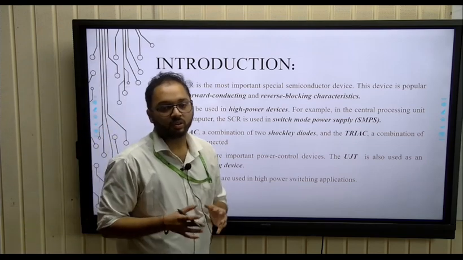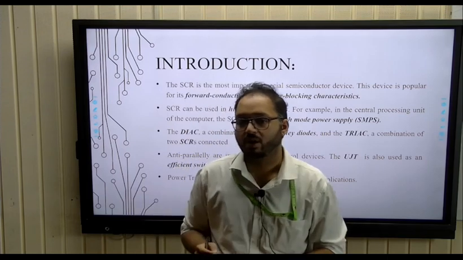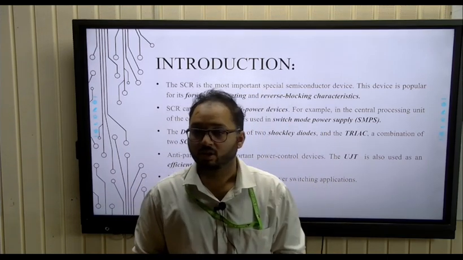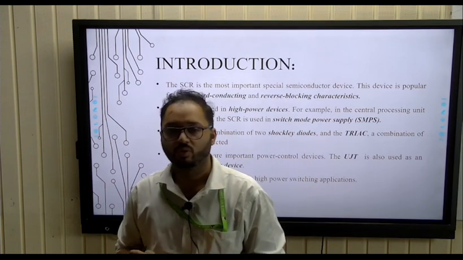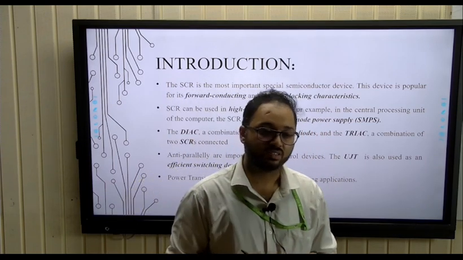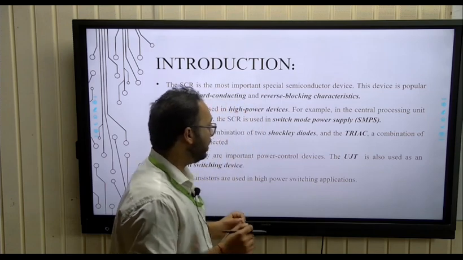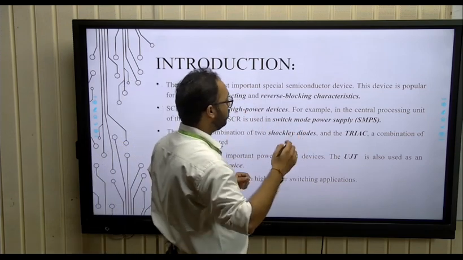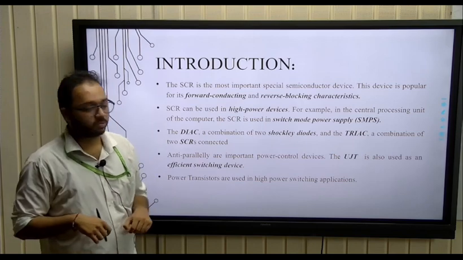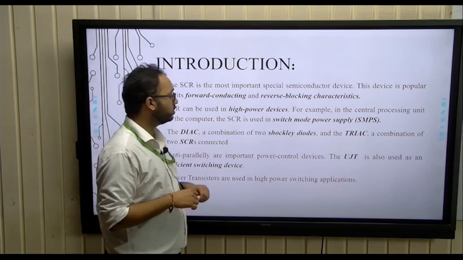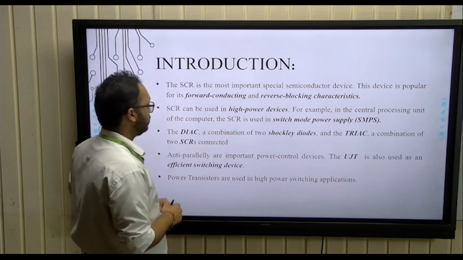In a computer you supply only AC power of 220 volt, but the whole CPU contains only electronic devices that work on 12 volt. So SMPS does one thing: it converts from 220 volt to the 24, 12 or 5 volt that is required in the switching boards or the CPU boards, and there the SCR is mostly used.